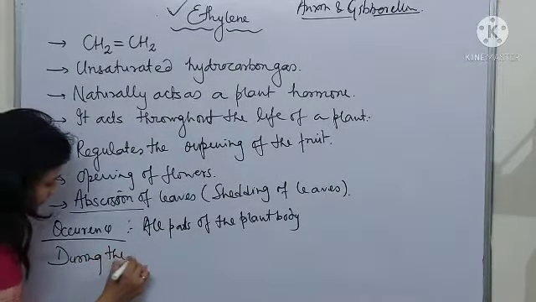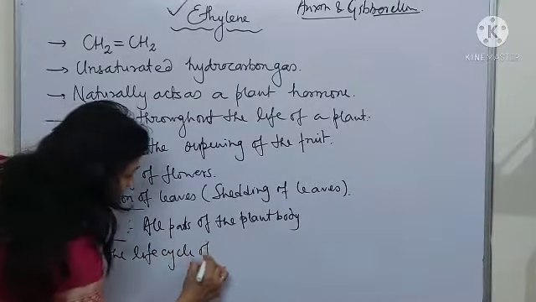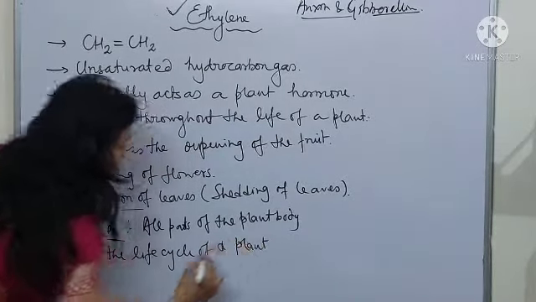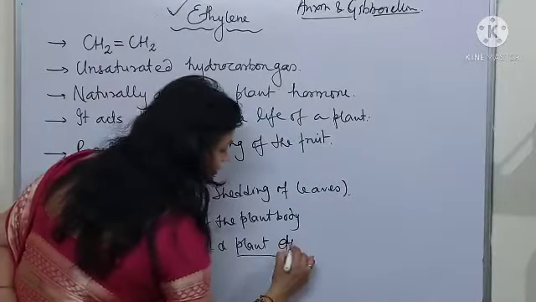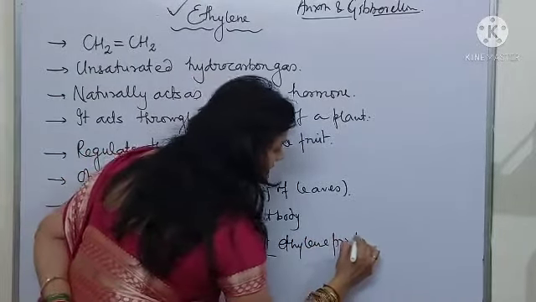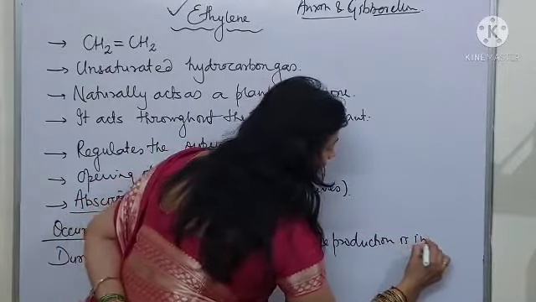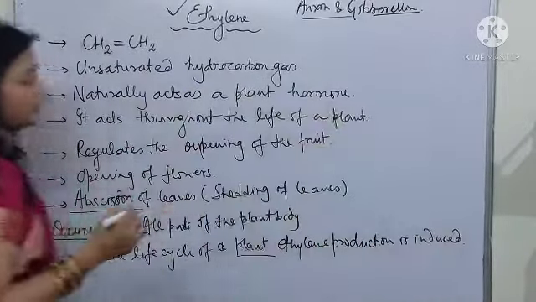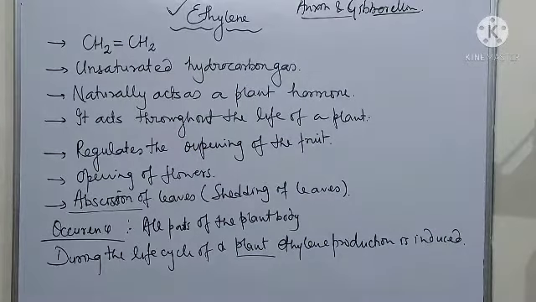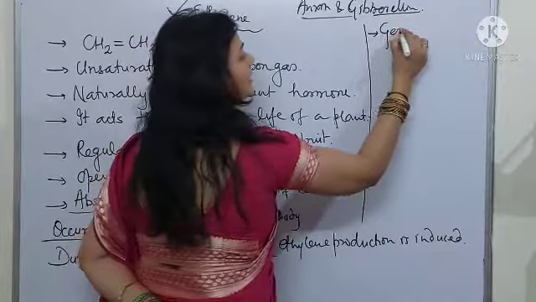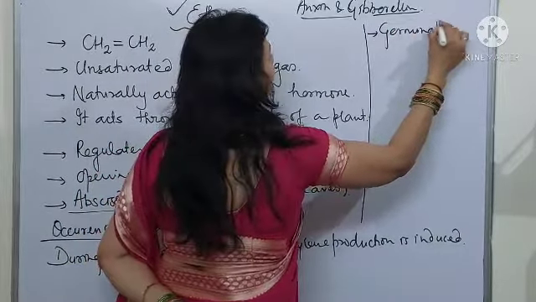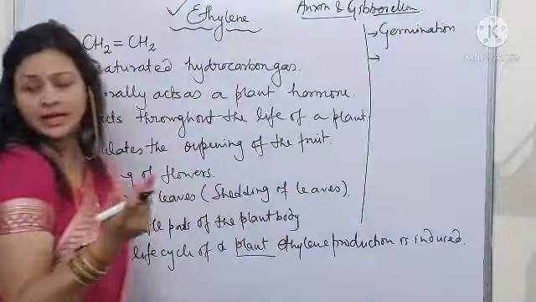During the life cycle of a plant, जो एथिलीन का प्रोडक्शन है वो इंड्यूस हो जाता है. एथिलीन प्रोडक्शन इज इंड्यूस्ड. कब इंड्यूस होता है? देखिए. फर्स्टली ड्यूरिंग जर्मिनेशन, यानी कि जब सीड जर्मिनेट करता है उस टाइम.